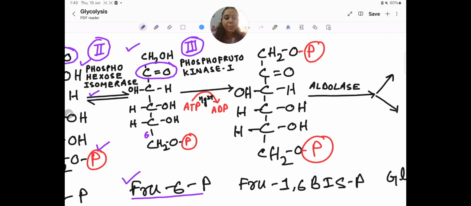Let's move to the next, that is step 3. Here we see at the first carbon we added one phosphate group. This phosphate group is added to the first carbon, as well as to the 6th carbon of a fructose structure.